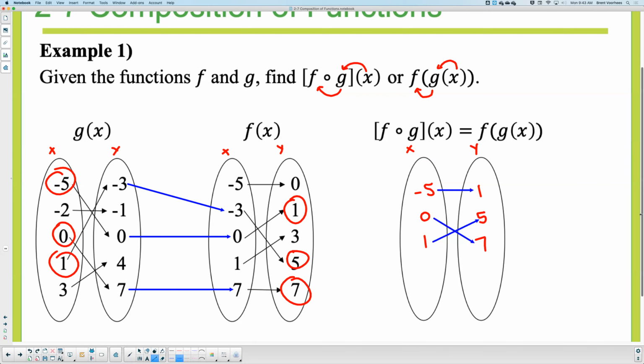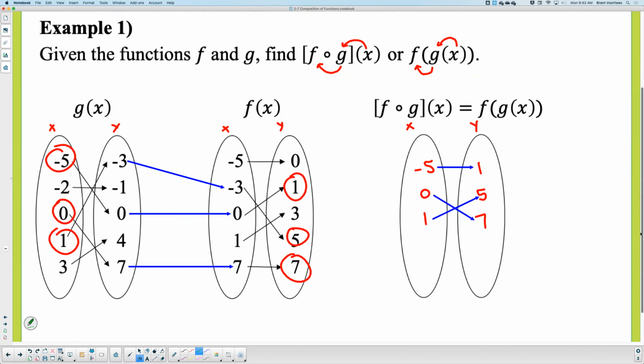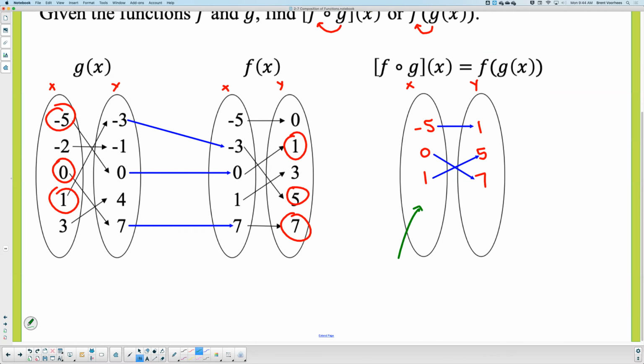This domain, go ahead and put this note on there. The domain is a subset of, now, where did these numbers come from? -5, 0, and 1. Where did we originally get those? G's domain. Okay, so the domain is a subset of G's domain.